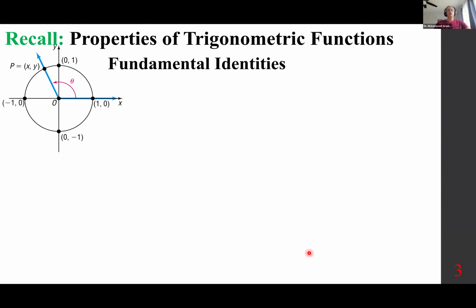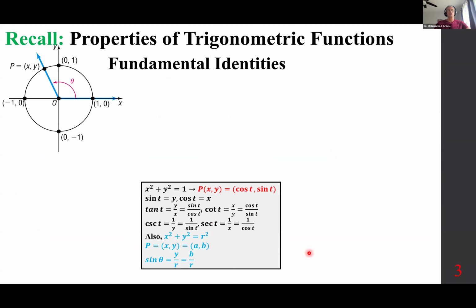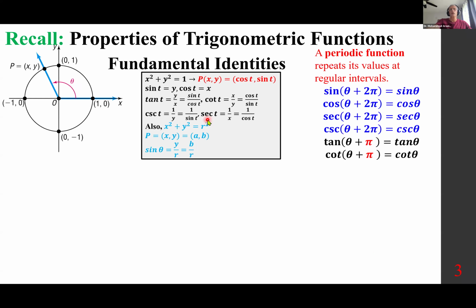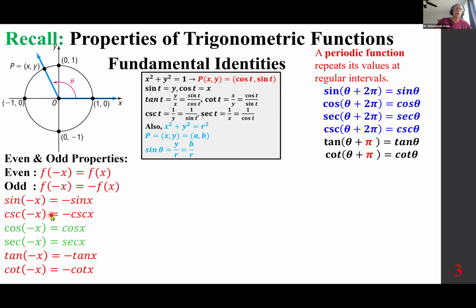So reminding you of fundamental identities, here's a unit circle, x squared plus y squared equals 1, and a pair has coordinates x comma y, x is cosine and y is sine, and the relationship between tangent, sine, cosine, and so on. All trigonometric functions are periodic with a period of 2 pi, except tangent, and therefore cotangent, period of pi. All trigonometric functions are odd functions, except cosine, and therefore secant.